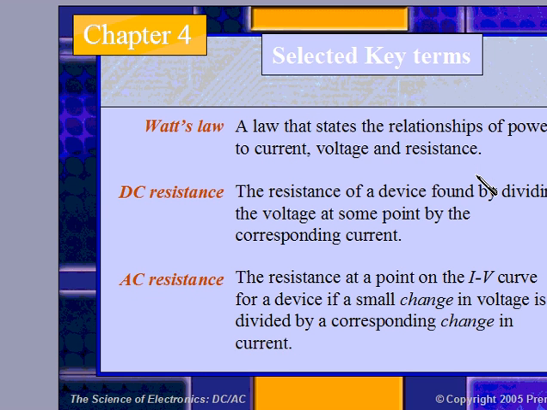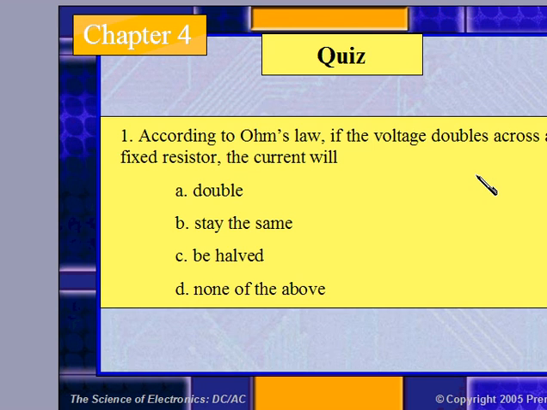Watt's law is a law that states the relationships of power to current, voltage, and resistance. DC resistance is the resistance of a device found by dividing the voltage at some point by the corresponding current. The AC resistance is the resistance at a point on the IV curve for a device if a small change in voltage is divided by a corresponding change in current.